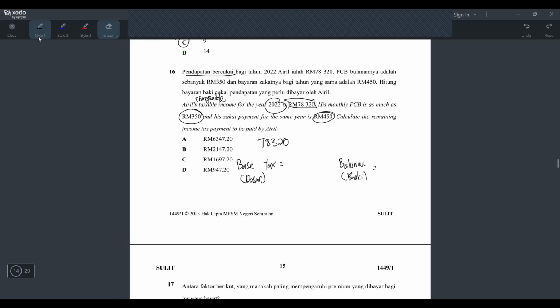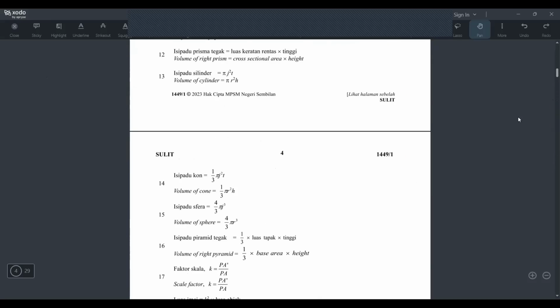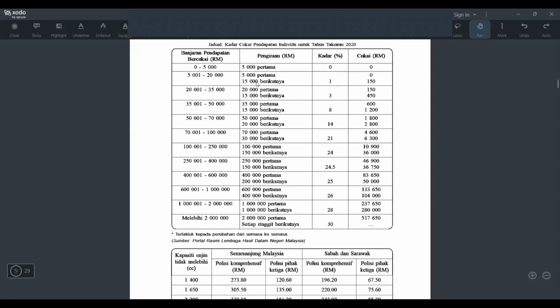Okay, so the step to find income tax is always: get your chargeable income. After you get your chargeable income, like tengok jadual, take your cukai dasar, tambah cukai baki, and then tolak rebate. That's the step. Okay, now we go to the jadwal. But we have to remember this value, 78320. So now let's go to the jadwal. So I will go to the first page. Oh, no, page 5. Yeah, page 5.